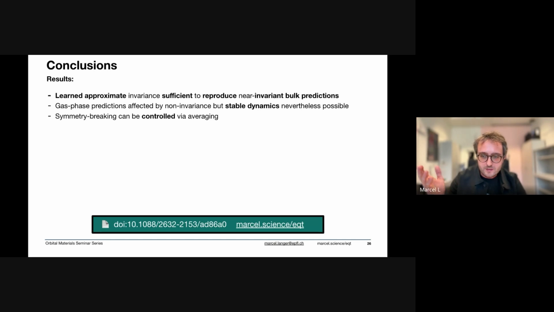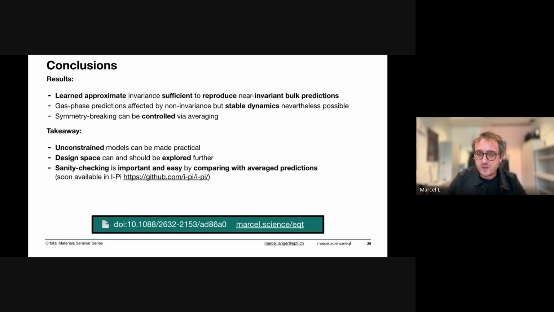In the gas phase, you can see the consequences of this symmetry breaking, but nevertheless, you can run stable dynamics and you can control this via averaging. So in practice, I think for me, the takeaway is that things are pretty good in these models, so they can be made practical, and so this is an encouragement for everyone, and people have already started doing this.